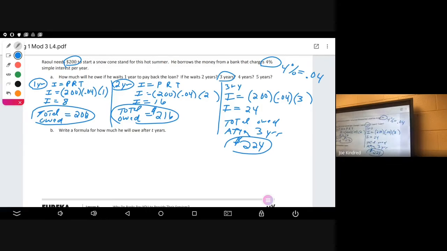Your total owed after 3 years is $224. And in the second part, it says, well, we could keep doing that, but is there an easier way? Can we write a formula that would allow us to see after T years?